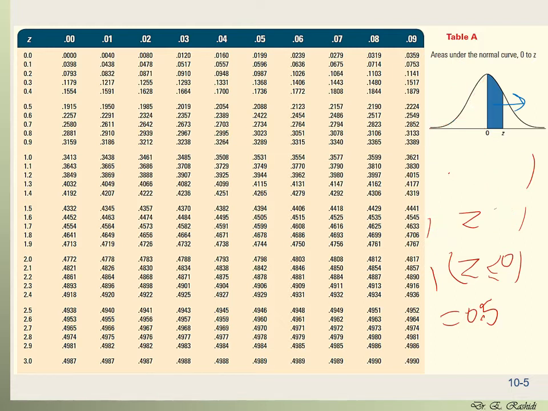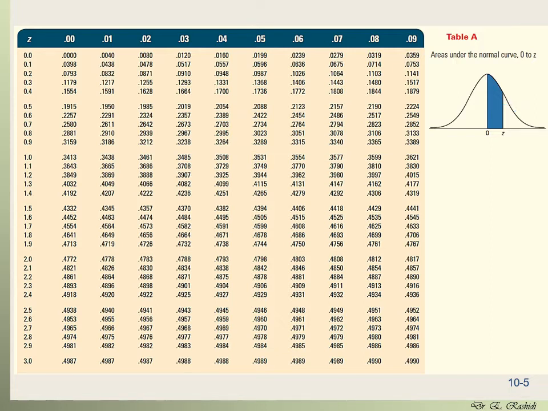So if you know the probability and you want to find the corresponding z value, you need to add 0.5 to that probability if it's actually on the right side. If the z value is on the right side, the probability must be greater than 50% to find z for that.